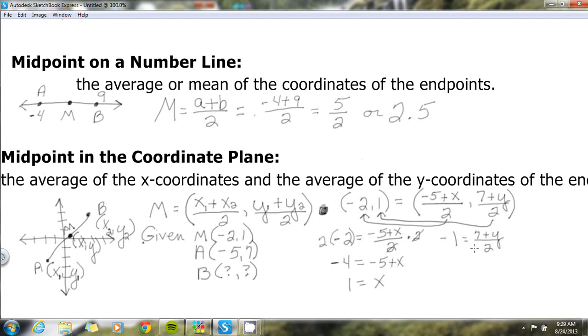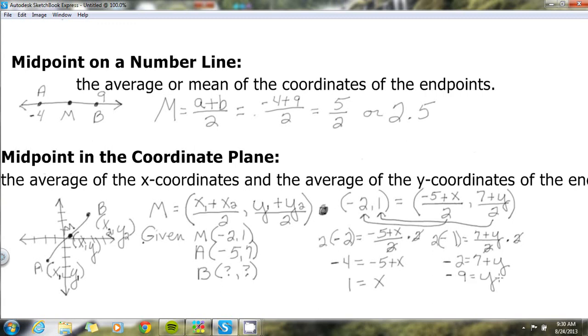We're going to do the same thing to solve for y. We've got a fraction. We need to multiply by 2 to get rid of that denominator. That divides out to 1. Multiply this side by 2. We get that 2 equals 7 plus y. Subtract 7 to get y by itself. We find that y is negative 5.